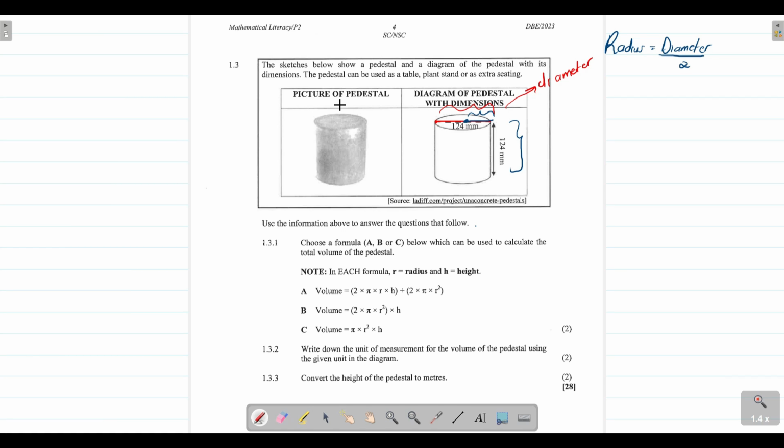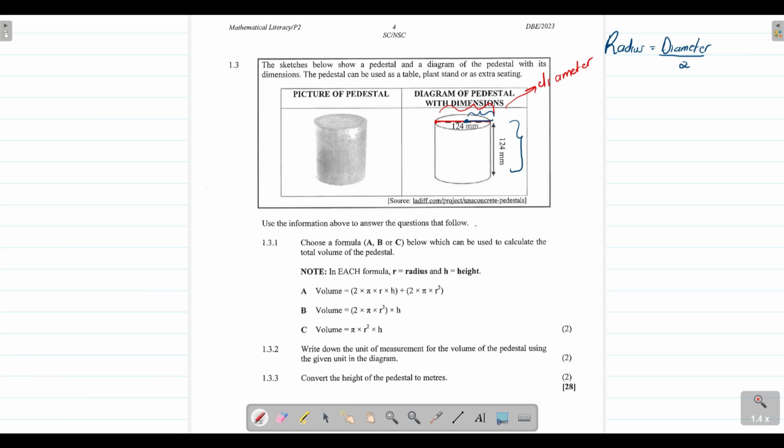Okay, so that is what we're talking about. How much space does this bottle take up in a particular box, for example? How much space would that bottle take up within a particular box? That is what we are talking about when we are talking about volume. And how would we go about calculating volume?